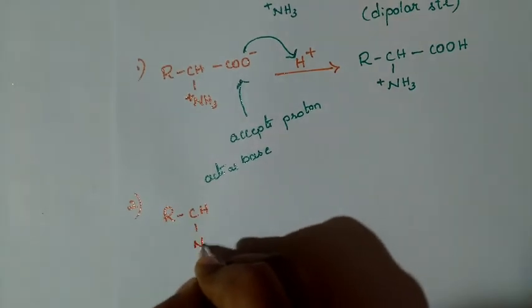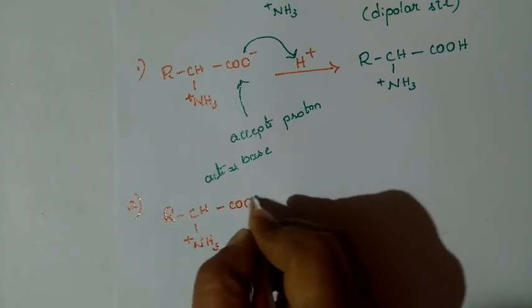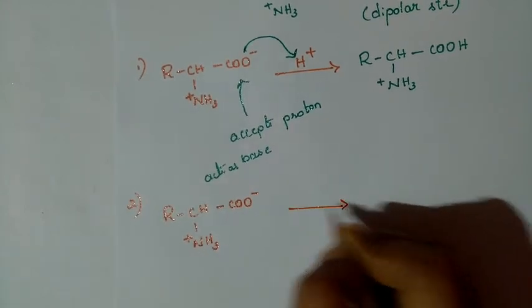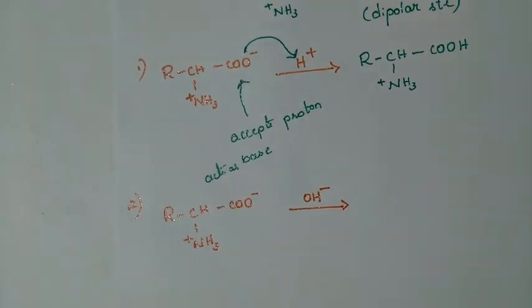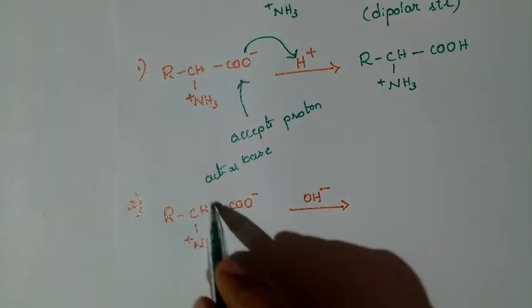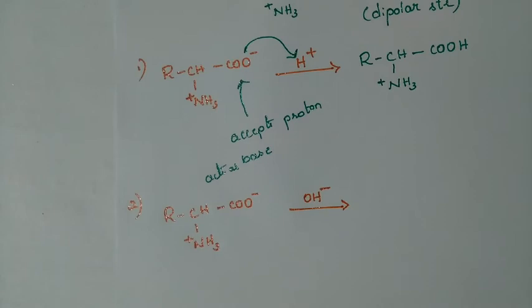RCH, NH3 plus and COO minus. In the basic medium we are observing OH minus. Now what happens, we shall see. We don't have a positive charge here. Here it is negative, negative, so it cancels with one another. And we have an OH minus getting attracted towards NH3 plus. On nitrogen, we have a positive charge.